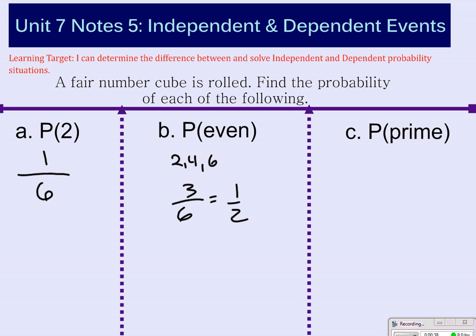Probability of a prime, that's going to be 1, 2, 3, 5. So that's going to be 4 over 6. So that's going to be 2/3.